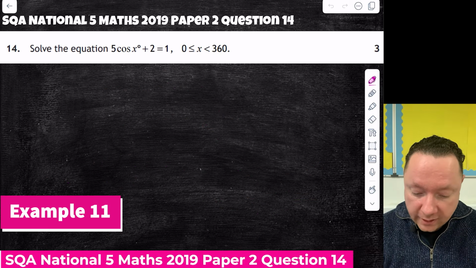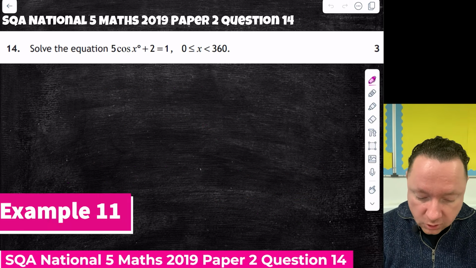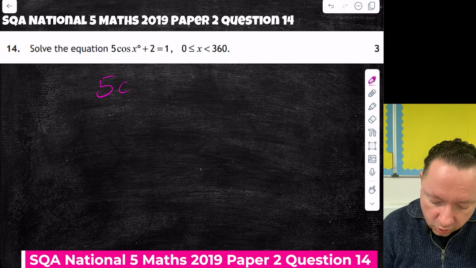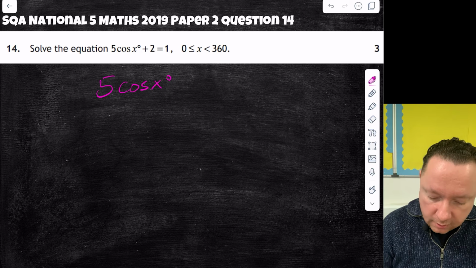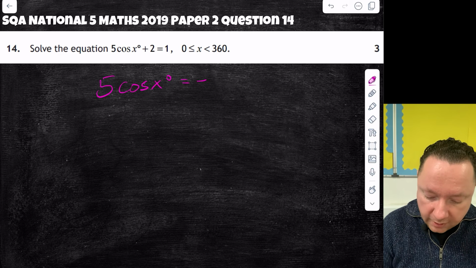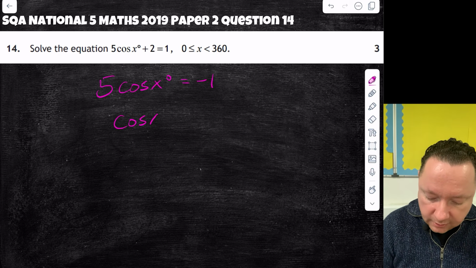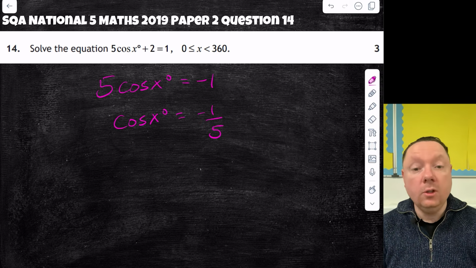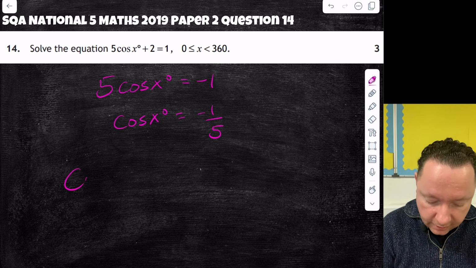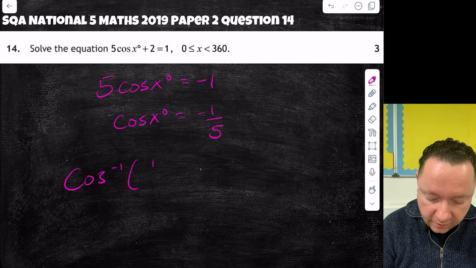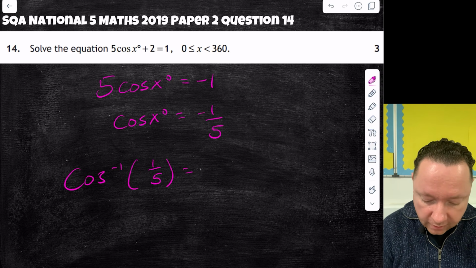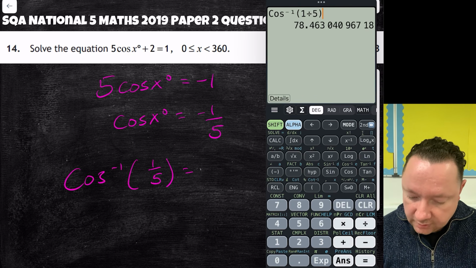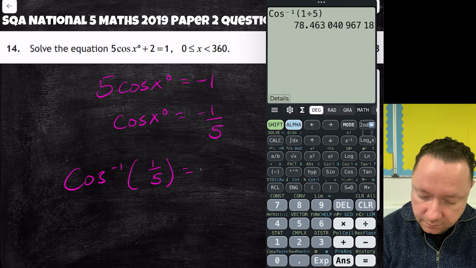SQA National 5 Maths 2019, Paper 2, Question 14. Solve the equation 5 cos x plus 2 equals 1. So 5 cos x, take away 2 from 1 is minus 1. So cos x is minus 1/5. So now we do the inverse cos in the calculator, but we don't do minus 1/5, we do 1/5 and use a CAST diagram.